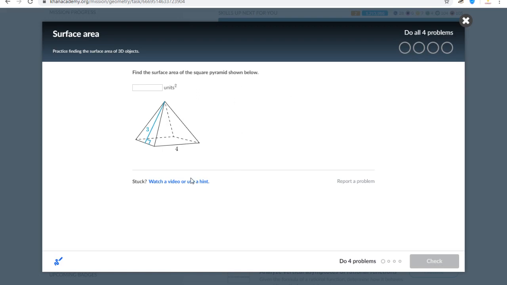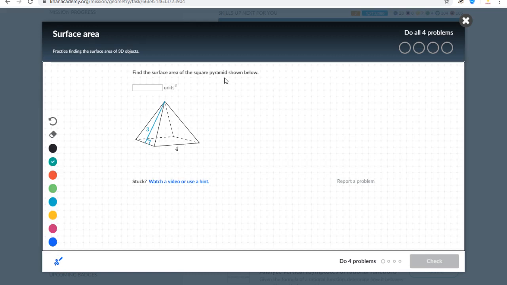So the cool thing about the surface area of shapes is usually they're made up almost like composite shapes, but they make a different shape, if that makes any sense. A combination of different shapes can make one big shape, and in this case we have a square pyramid.